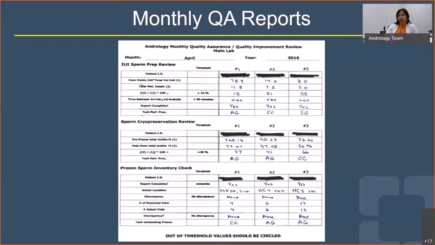Next. So this is the overall quality assurance report, which is prepared for all the processes within the lab. It includes the IUI sperm prep reviews, the sperm cryopreservation reviews, and also performing frozen sperm samples inventory check. I just want to provide one example. You can examine the IUI sperm prep in the top box, which gives the threshold for recovery rate as greater than 10%. So all of the 3 samples that were processed within our lab met this criteria. If the criteria are not met, then we document it and go back and look at what the root cause was of the poor recovery rate and provide a resolution.